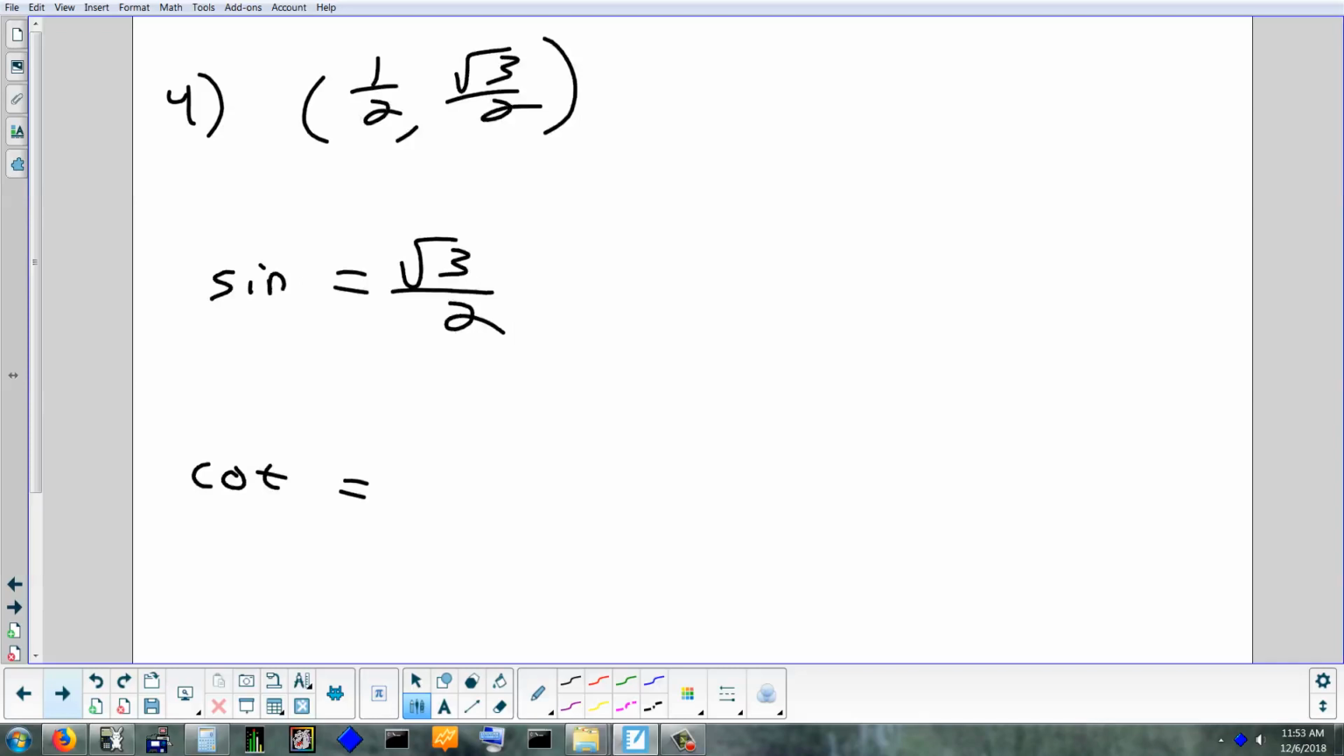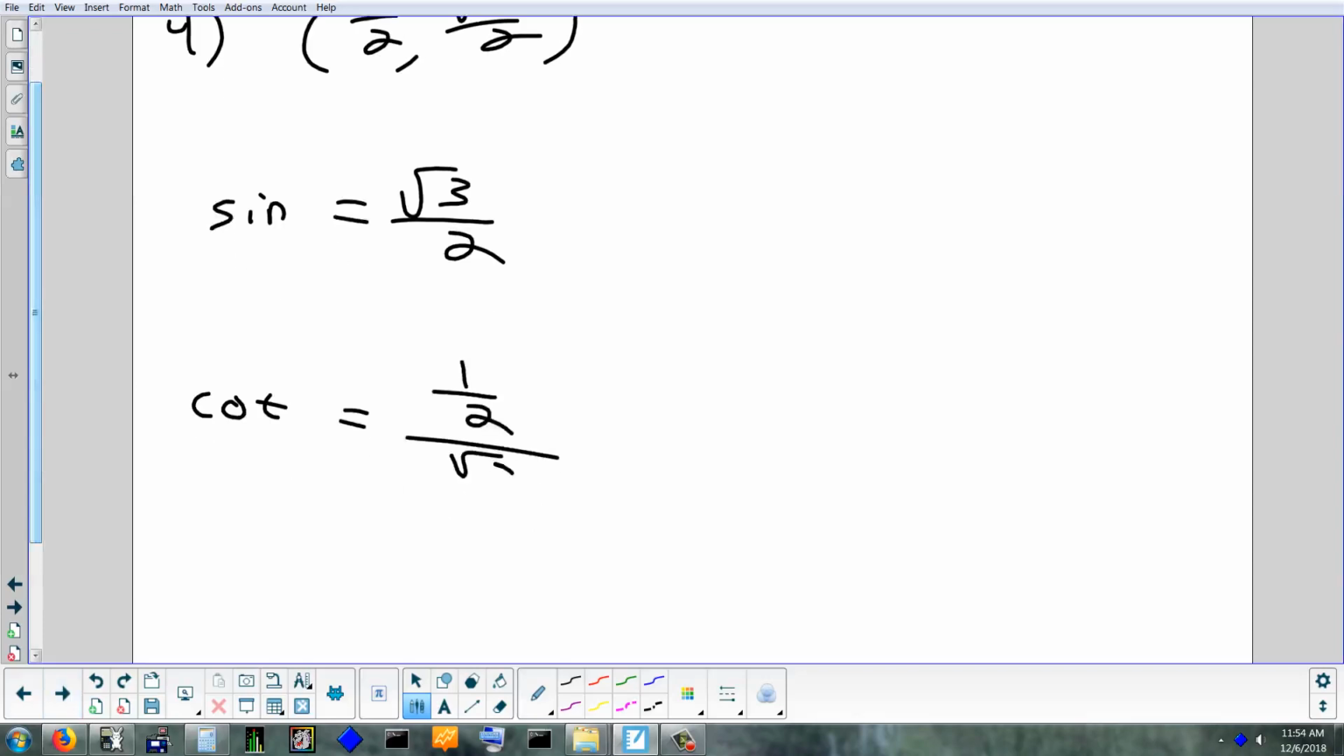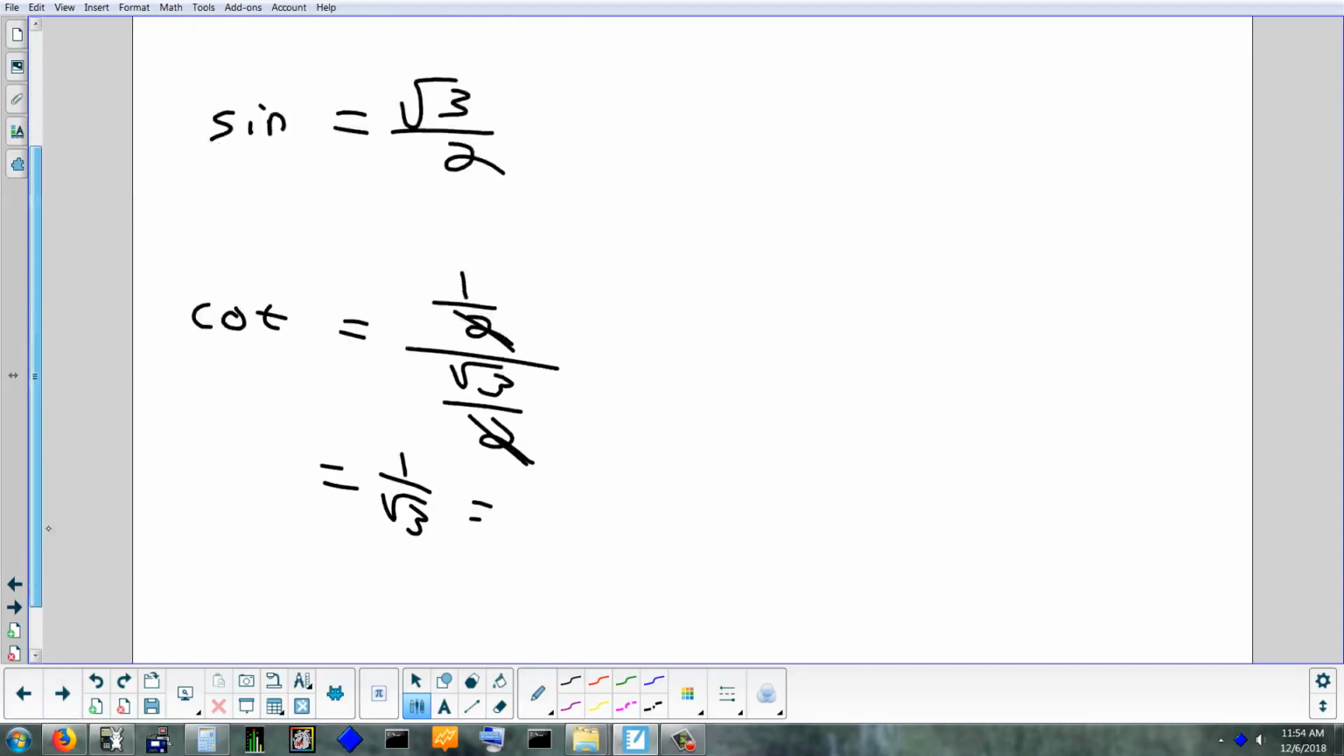Now, normally to get the cotangent, I would just take the tangent and flip it. But I don't have the tangent, so I just have to do this from scratch. What's the formula for cotangent? Cosine over sine. Yep, it's cosine over sine, and cosine is which letter? The x, yep, which is a half. And the sine is the y, which is the square root of 3 over 2. 2's cancel. And what's 1 divided by the square root of 3? Square root of 3 over 3. Yep. Perfect. So you'll have a couple just like that.